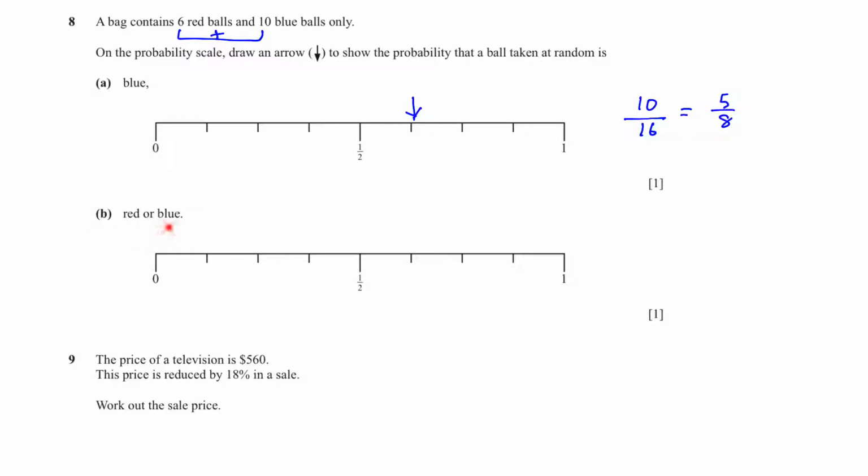Next, red or blue. We have got two types of balls, red and blue. So if it is red or blue, the probability is going to be 1. Total probability when you add everything will always give you 1. We have 6 red balls and 10 blue balls, and total 16. 16 divided by 16 is 1.